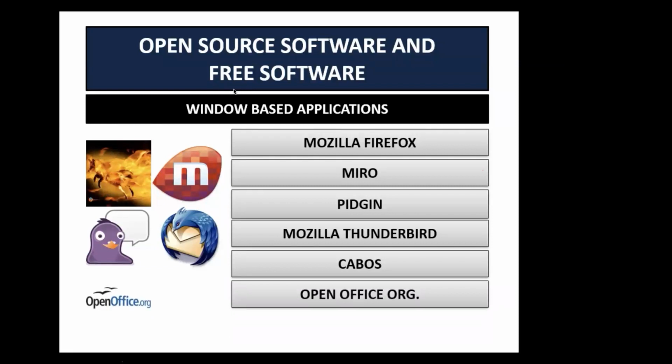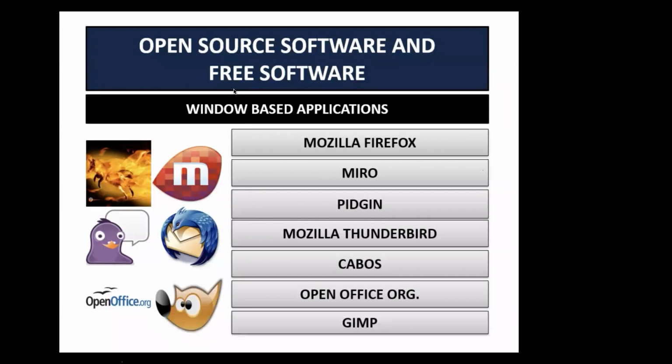OpenOffice.org is a big, full-featured suite of tools for word processing and spreadsheets. It is compatible with and a free replacement for Microsoft Word documents. This also supports open document format. GIMP is a photo editing application that rivals Photoshop in features.